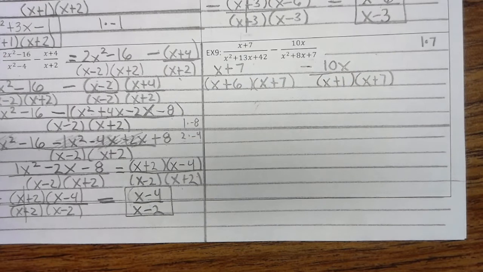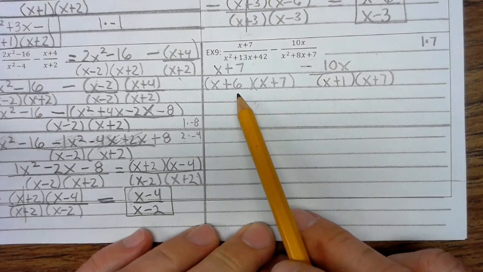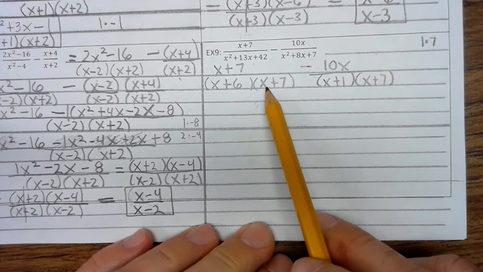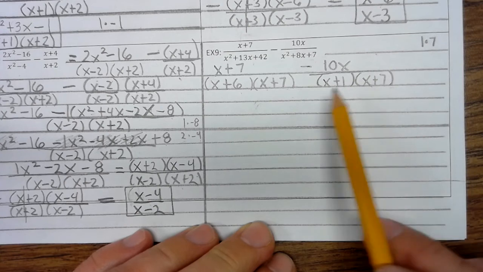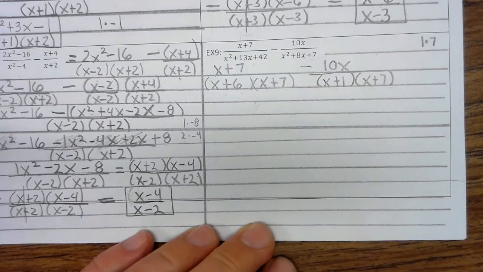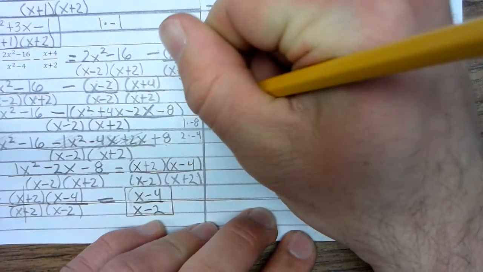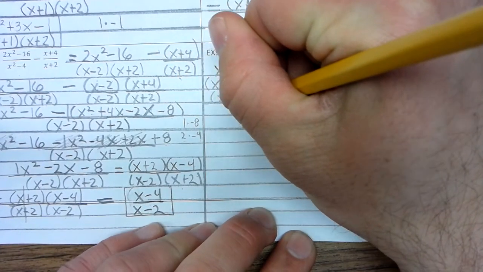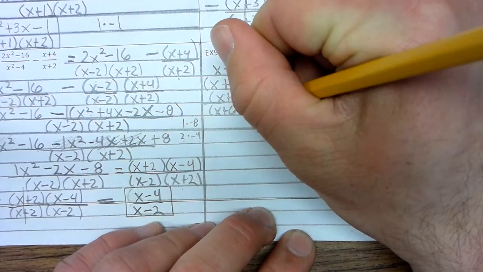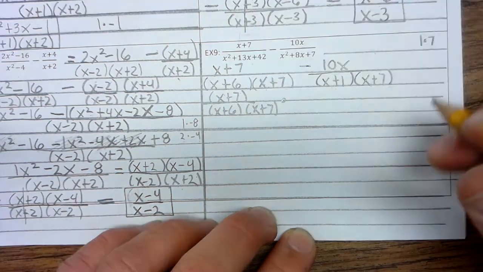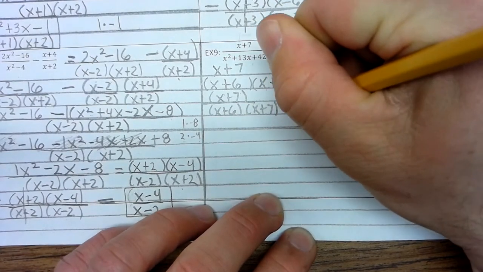So when you want to find the common denominator, you multiply them all together. We see here that this has x plus 6, x plus 7, but it's missing x plus 1. And this has x plus 1, x plus 7, and it's missing x plus 6. So we need to multiply by the magic 1. We're going to multiply x plus 7 divided by x plus 6 times x plus 7 times x plus 1 divided by x plus 1.